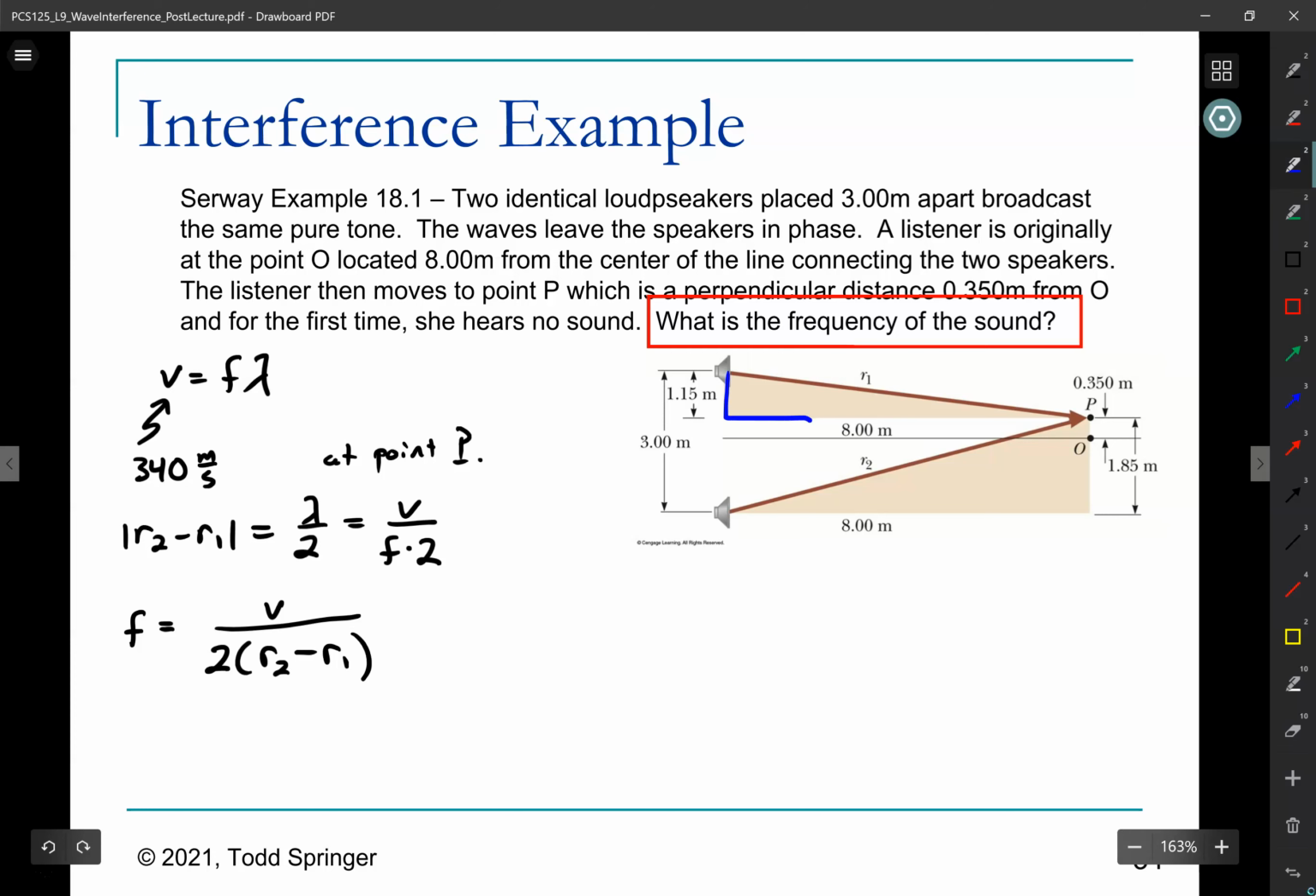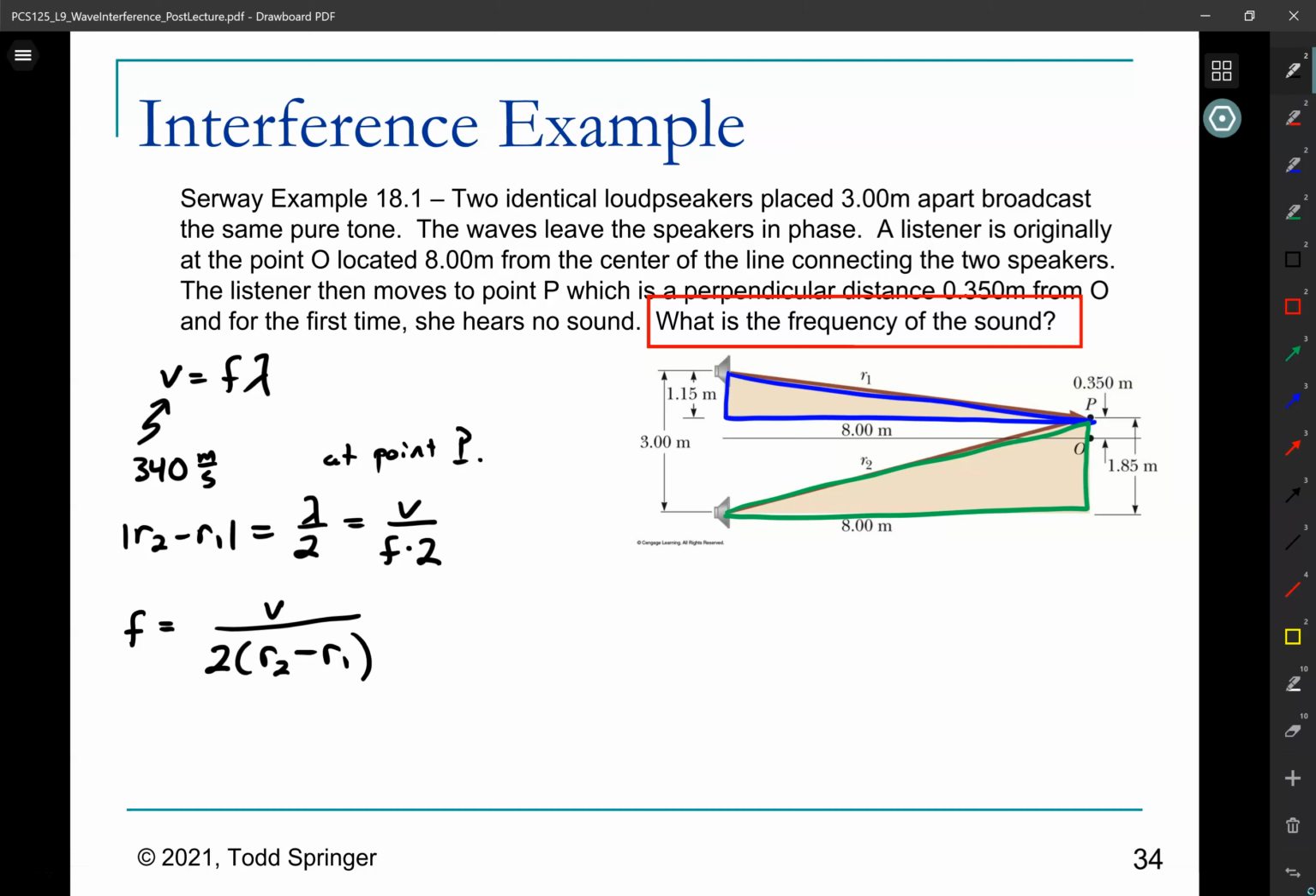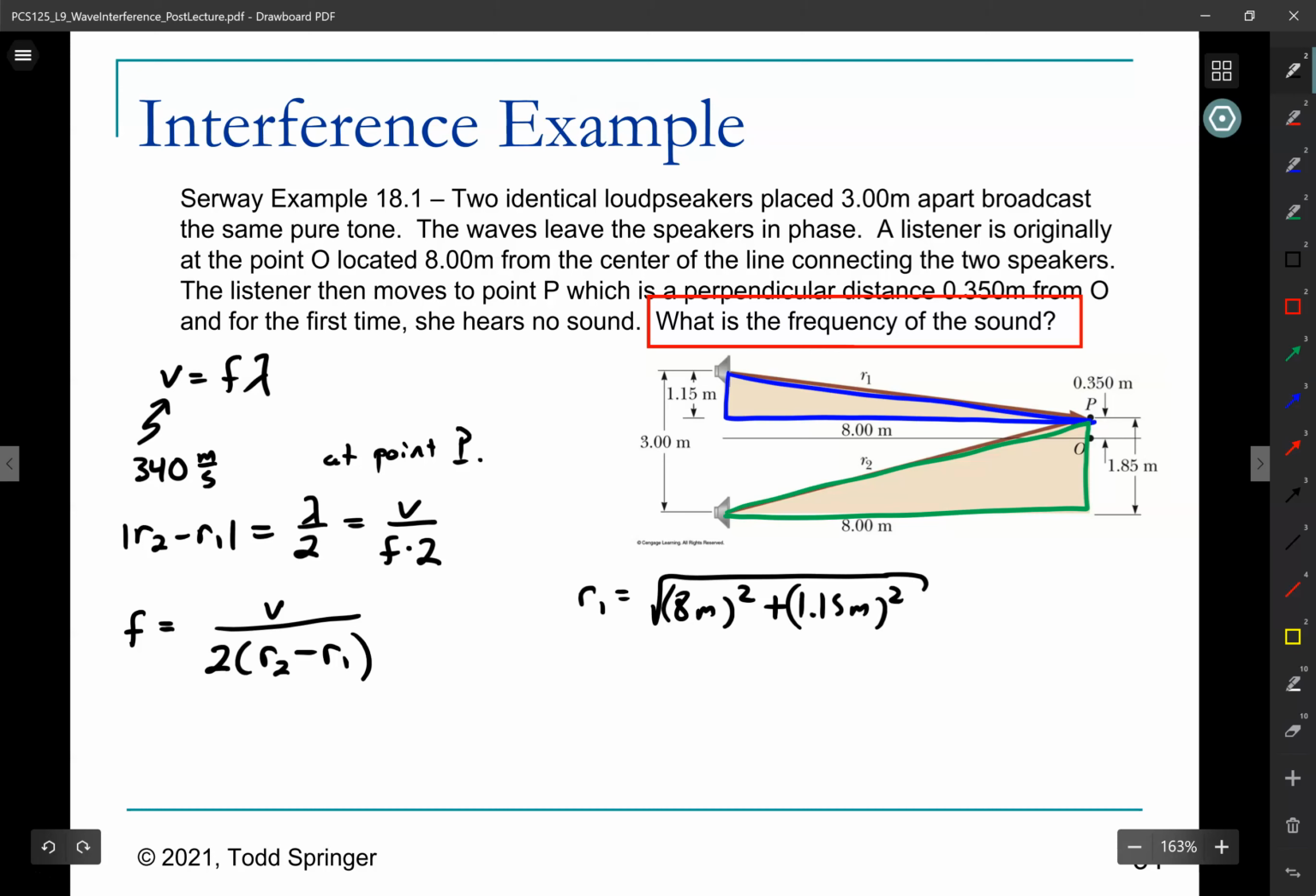So here's the triangle, which I can use to determine R1. And then here's another triangle, which I can use to determine R2. Okay. All right, so let me just write these things down. By geometry, R1 is going to be equal to the square root of 8 meters squared plus 1.15 meters squared. Right? So that's from the blue triangle.